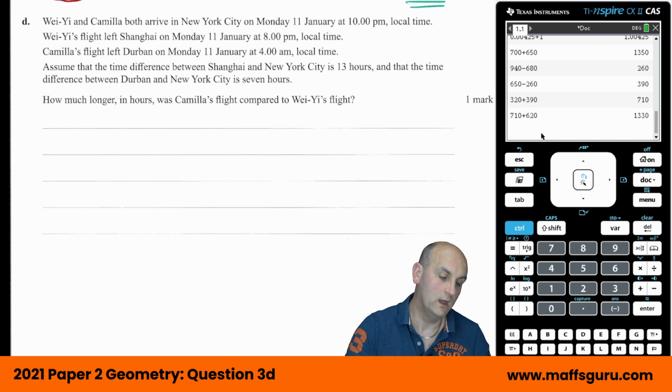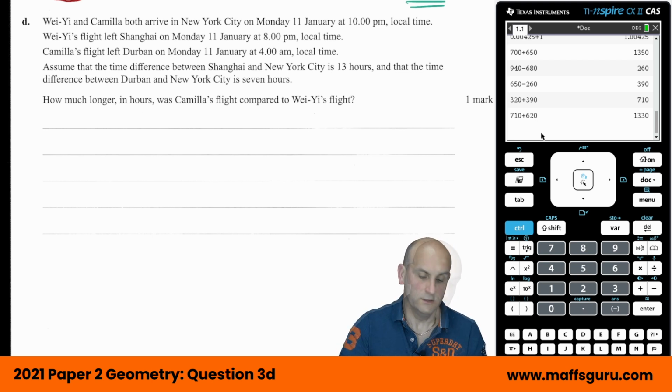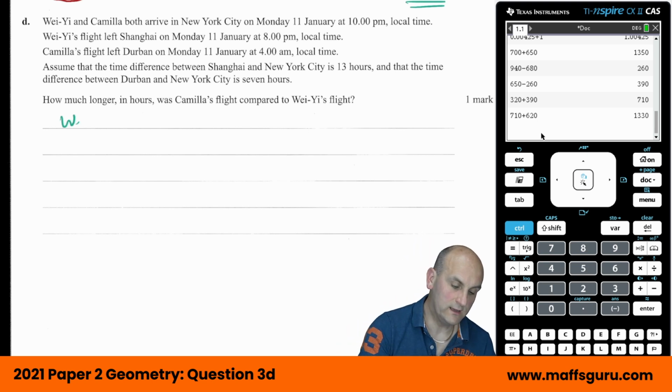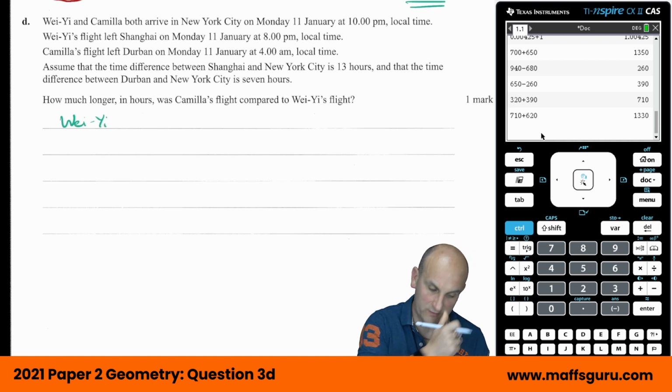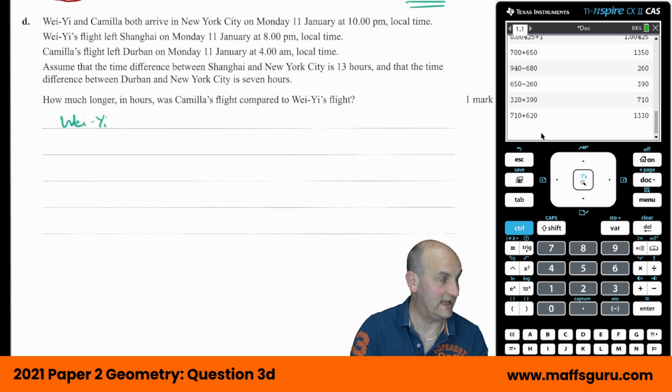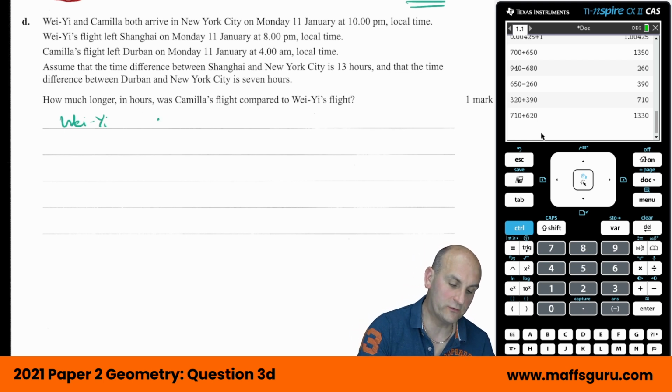Wee and Camilla both arrive in New York City on Monday the 10th of January at 10 p.m. local time. Wee's flight left Shanghai on Monday the 13th of January at 8 p.m. local time. So what I think we do is we look at Wee, sorry if I've mispronounced that. He left at 8 p.m. local time. Well, we know the time difference, so let's actually deal with everything in New York time. All right, so 10 p.m. New York time, let's say it's 2200 hours.